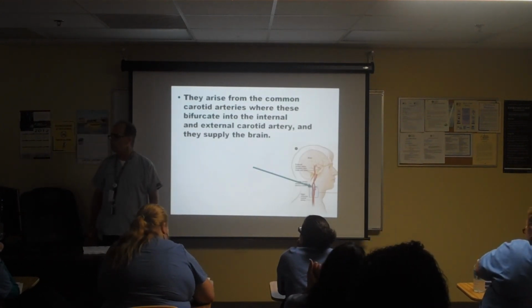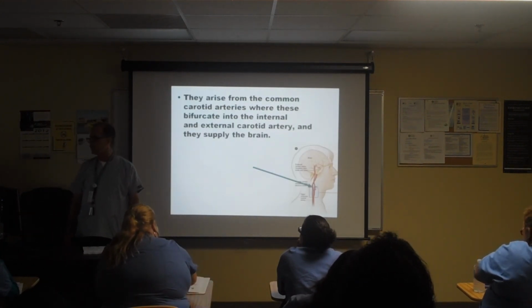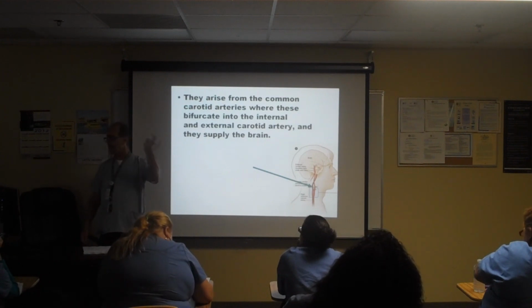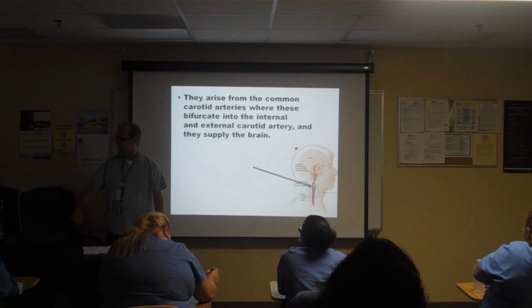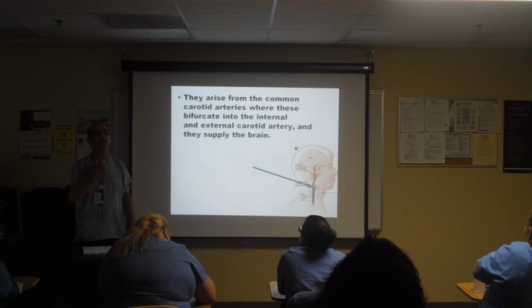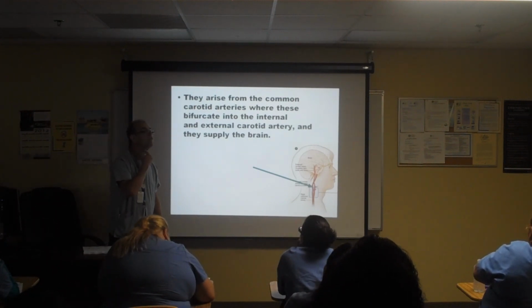They arise from the common carotid artery where it bifurcates into the internal and external carotid artery, and they supply the brain. You know that this is at the level of the thyroid cartilage. At this same level you can find the bifurcation.